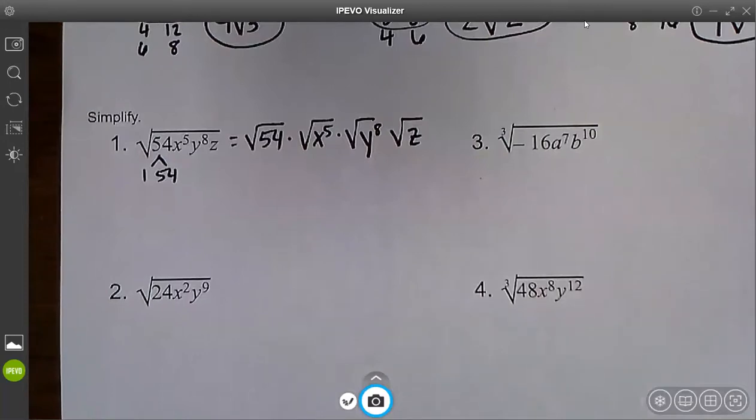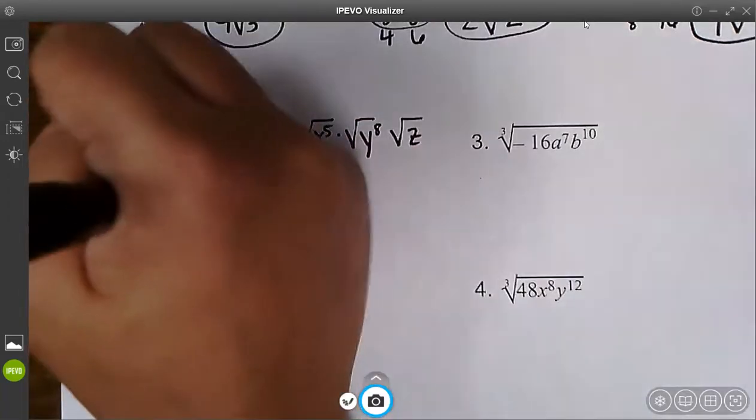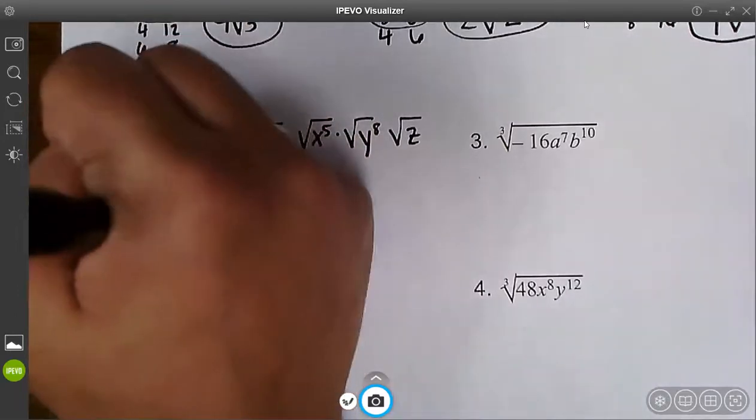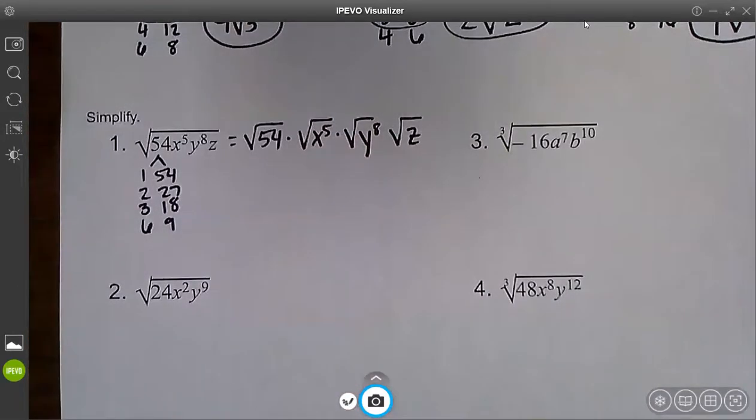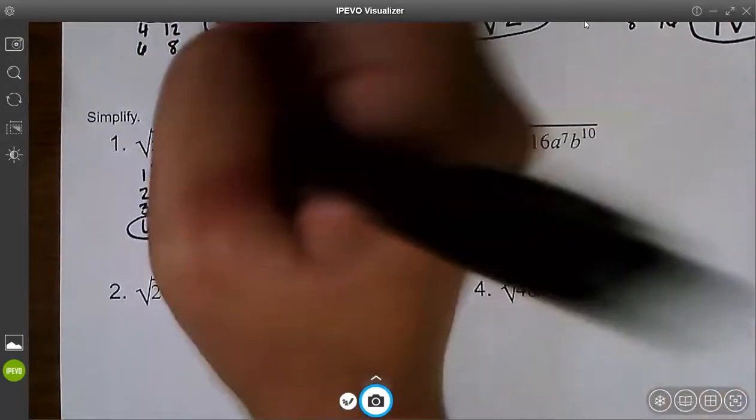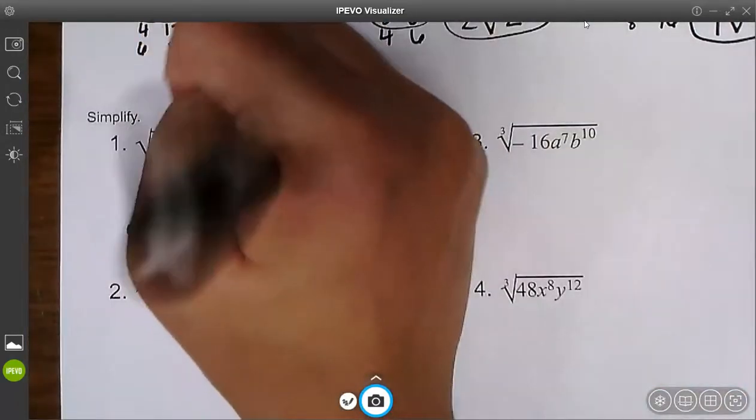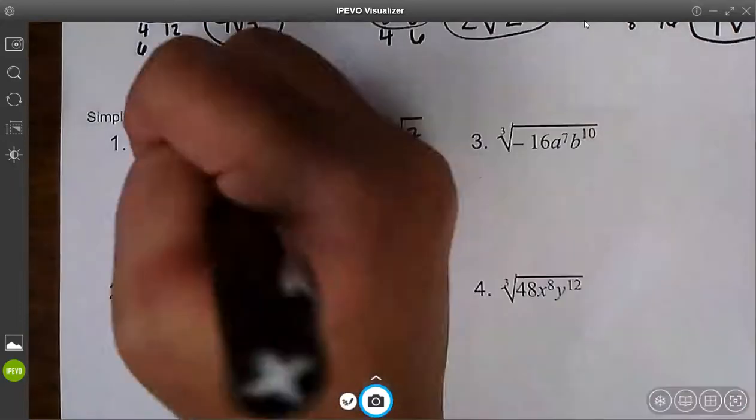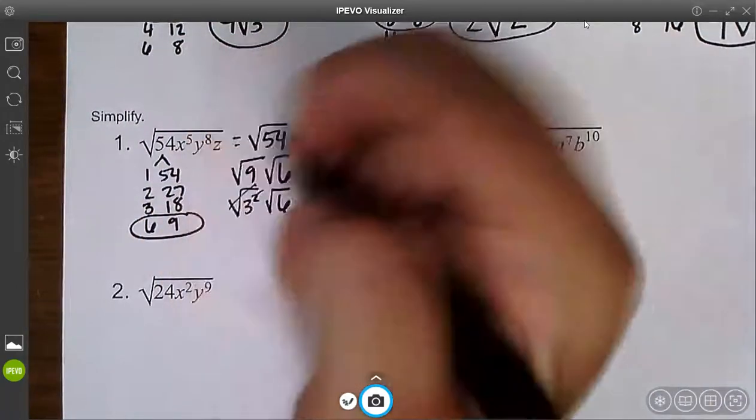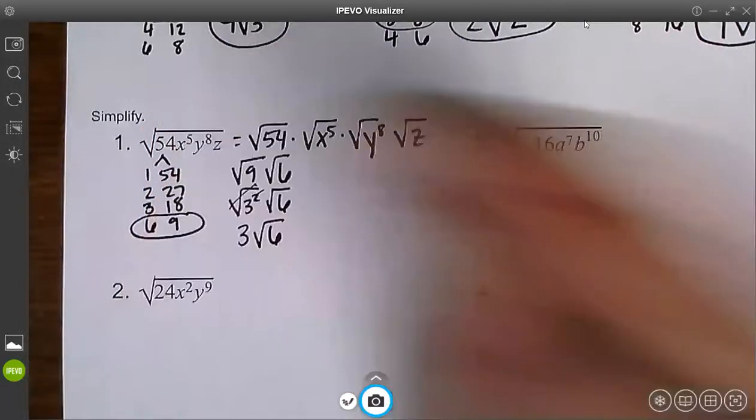2 and 27. 3 and 18. 6 and 9. My biggest perfect square factor is 6 and 9. So this splits up into the square root of 9 times the square root of 6. 9 is equal to 3 squared. The square root and squared cancel, so I have 3 root 6.